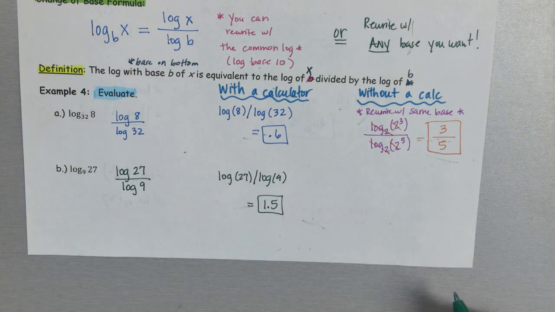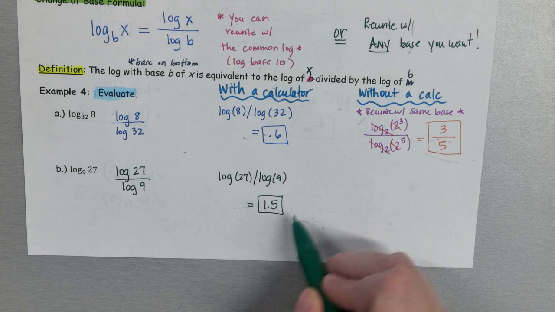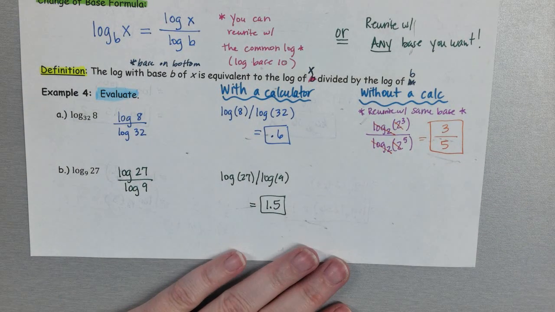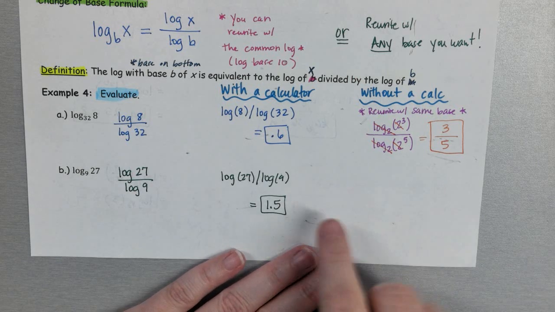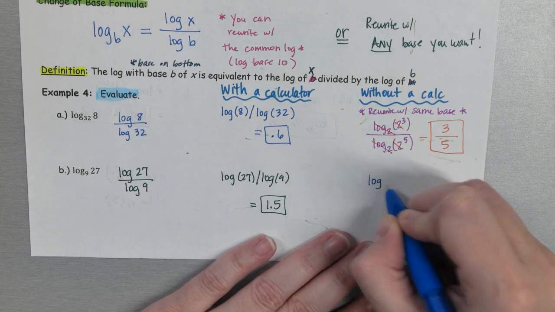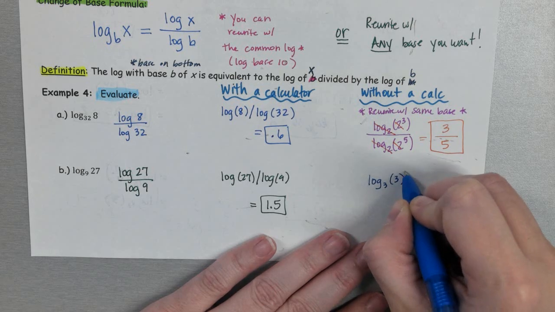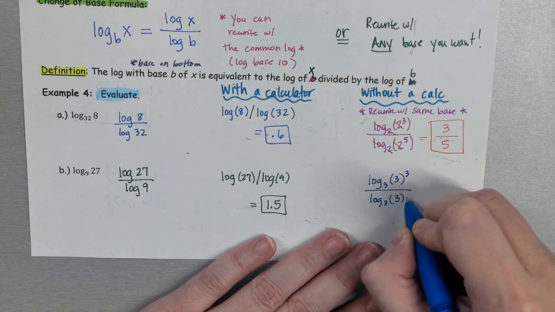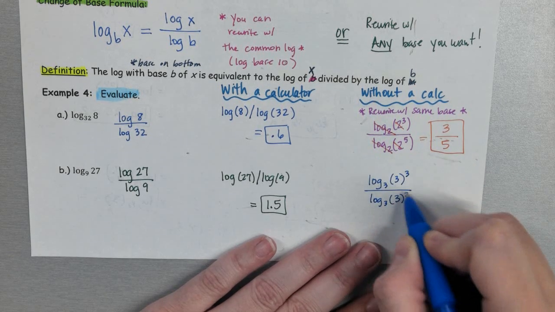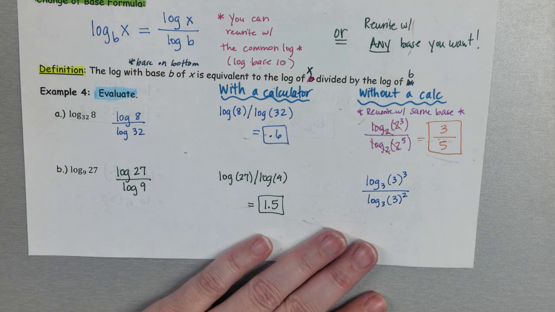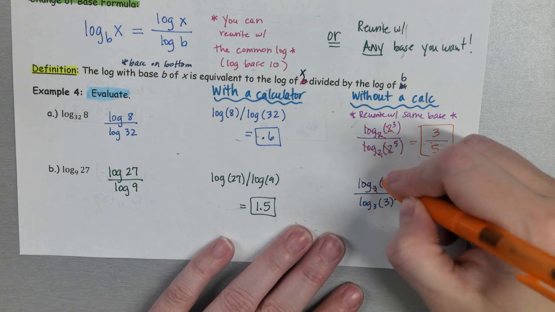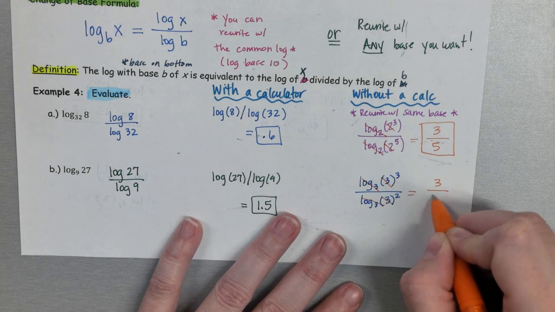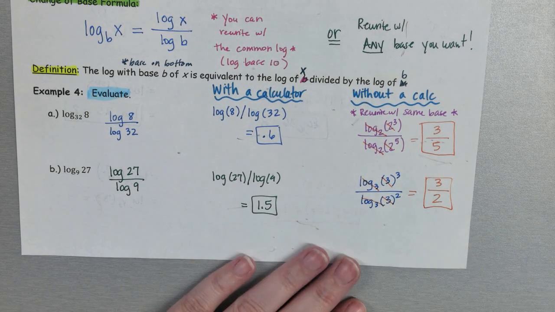And then without a calc, and I would never give you one without a calc that wouldn't turn out nice. Okay, so you're going to rewrite those with the base of what? 3. So 3 to what power is 27? 3 to the third, and 3 to what power is 9? The second. Now see how I wrote these with the inside and those with the outside? Doesn't matter. Okay, so in both cases, these will cancel. You'll have, in this case, 3. That will cancel. You'll have 2. 3 over 2 is equivalent to 1.5.